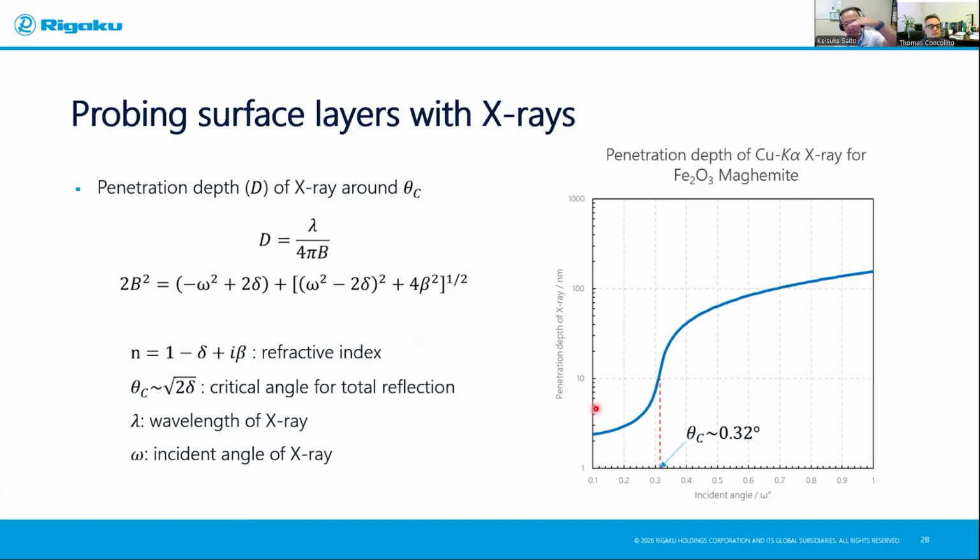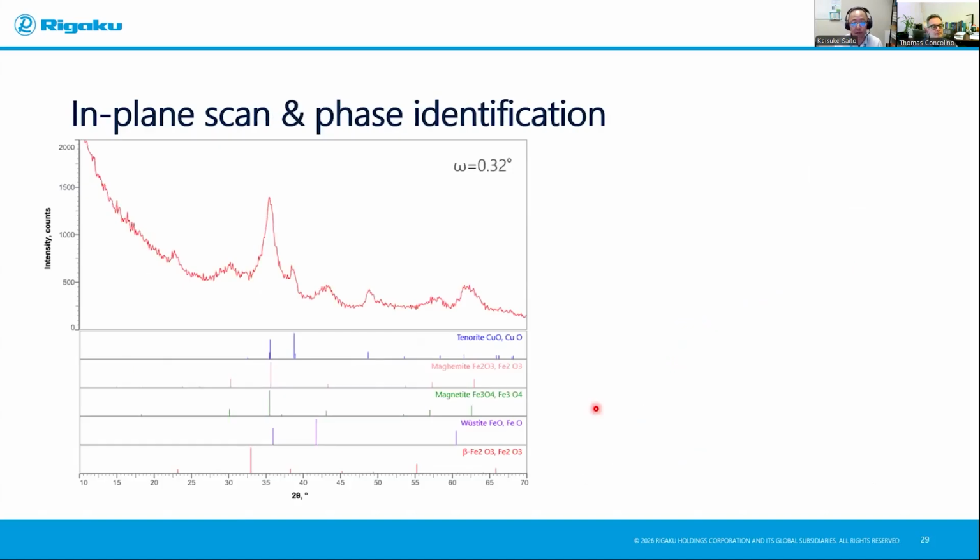If you control the incident angle of X-ray in this area, you might be able to limit the penetration only down to the iron oxide layer. So this is the result. I did an in-plane scan, not a GID, with a fixed omega angle of 0.32. This is exactly the critical angle of total refraction. So that's why I had very small copper oxide peaks, but still I saw the copper oxide peaks, but very small. Then the majority of the other peaks are iron oxide peaks.